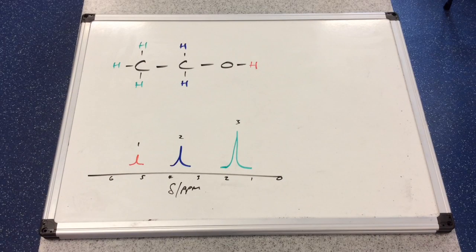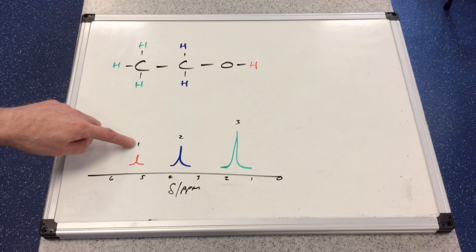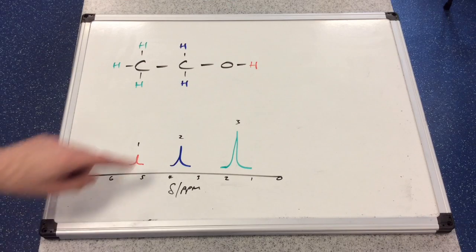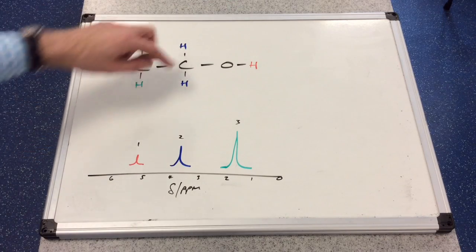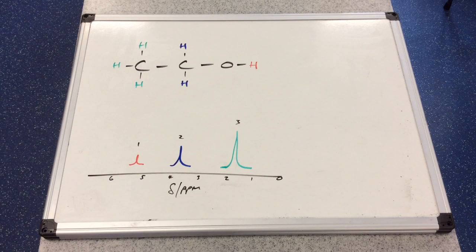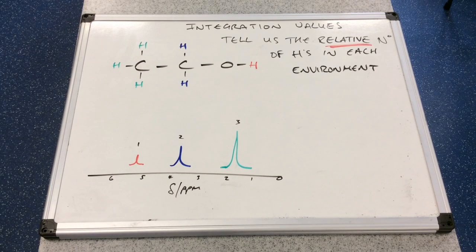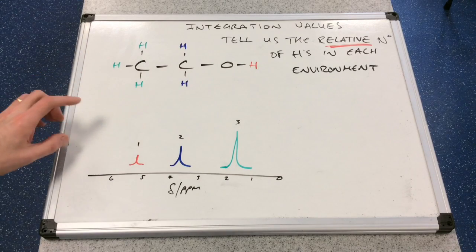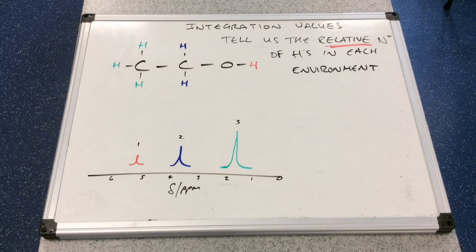And you can see in ethanol that these numbers actually refer to the actual number of hydrogens in each environment. So in the red environment, the area of 1 is because there's only 1 proton in this environment, 2 because there are 2 in this environment, and 3 because there are 3 in this environment. So these are called integration values, and these tell us the relative number of hydrogens in each environment. In the case of ethanol, the integration values were the actual number of hydrogens in the environment, but that's not always the case, as you will see in a moment.